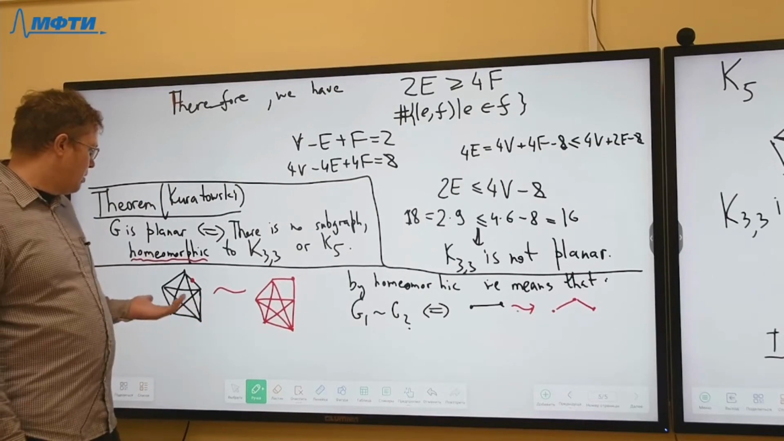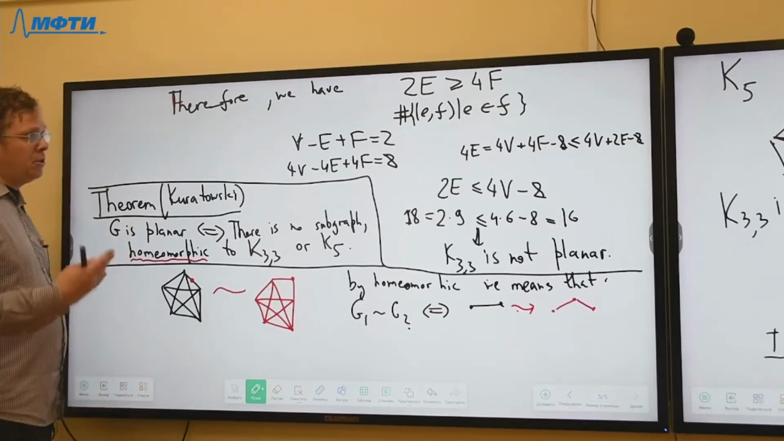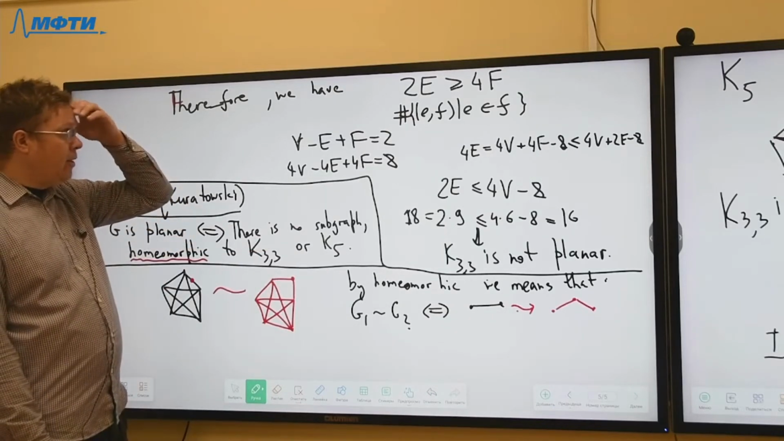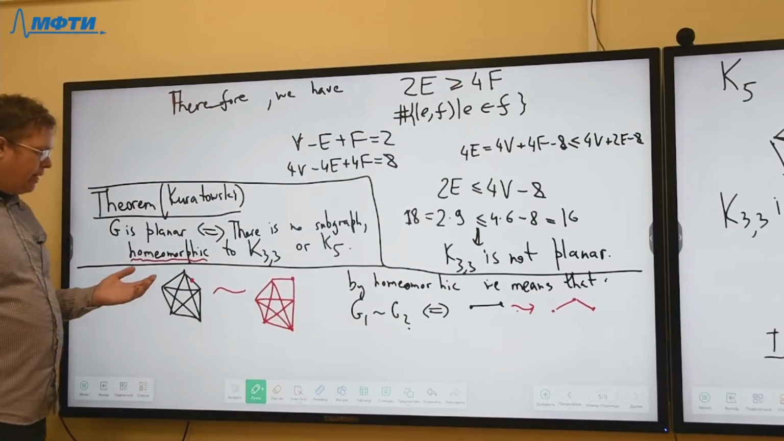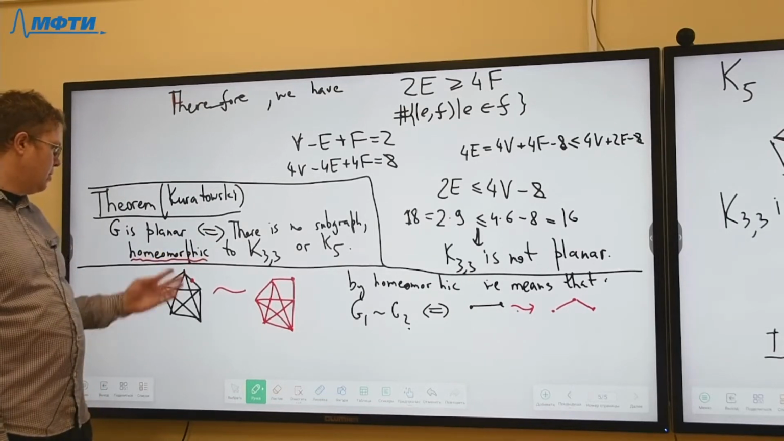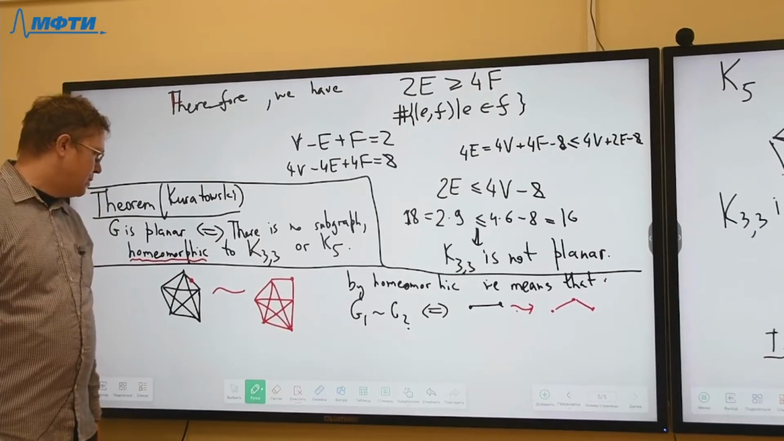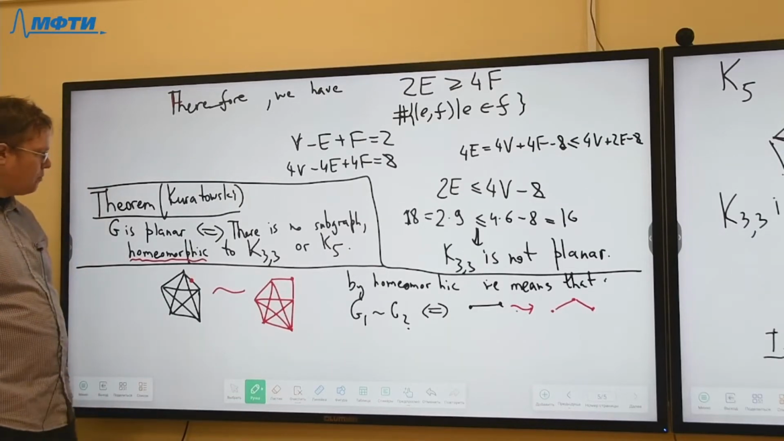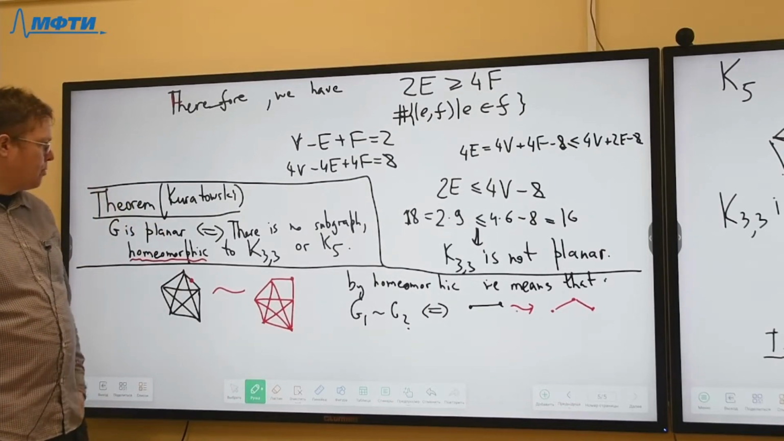So if you need to check the planarity of your graph, you can just look at these trivial inequalities that we obtained, or maybe some stronger versions of this inequality, or just try to find if there is any subgraph which is homeomorphic to K33 or K5. The proof of the theorem is rather technical, we just need to cover like five or six, I don't know, seven different cases, and I don't think it's too valuable to provide it now, so you can just use it to prove some things.